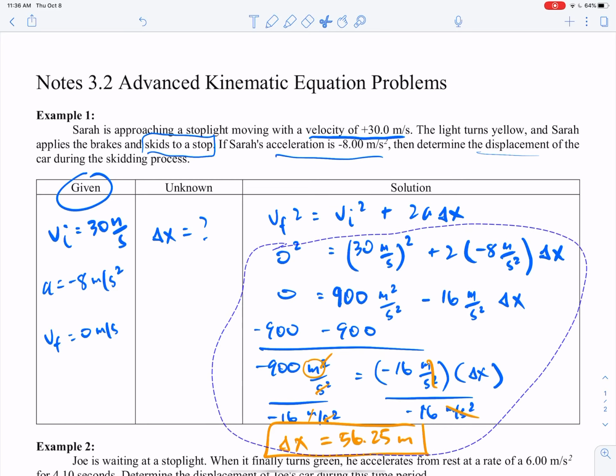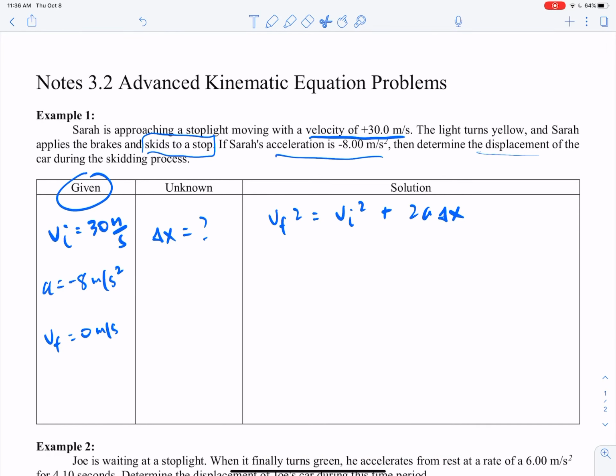So let me get rid of this. So what happens if I do the algebra first? If I do the algebra first, I want to isolate delta x. My first move is going to be to subtract v initial squared from both sides. So I would get v final squared minus v initial squared is equal to 2a delta x. And then to isolate delta x, I would divide both sides by 2a.